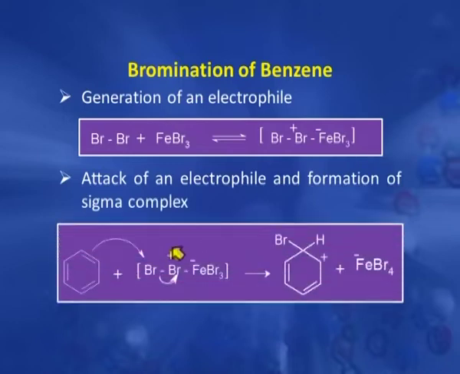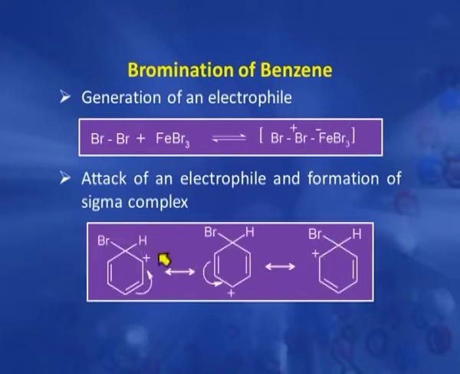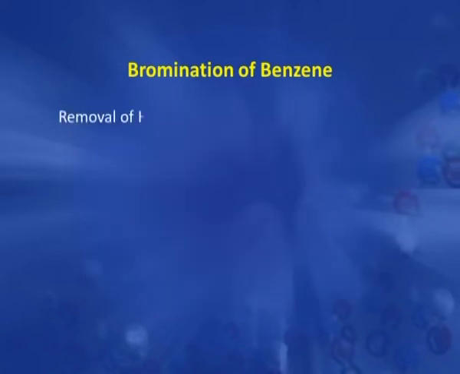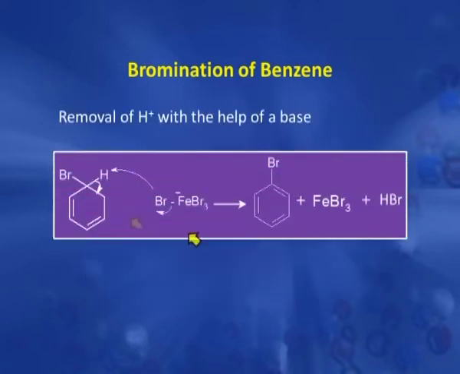Now, see how this benzene attacks, this is a nucleophile, it attacks this bromine and there is a breaking of this bond and there is a removal of FeBr4 minus and formation of this intermediate benzenonium ion. Again this benzenonium ion will get stabilized via delocalization of positive charge and gives the stabilized sigma complex. Now, the next step is removal of this H plus with the help of a base.